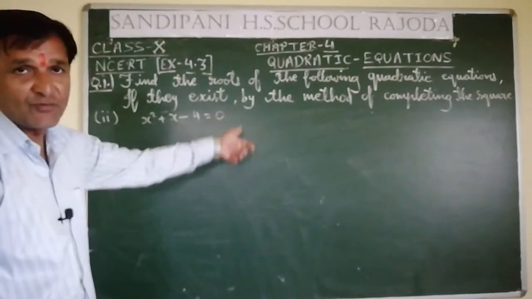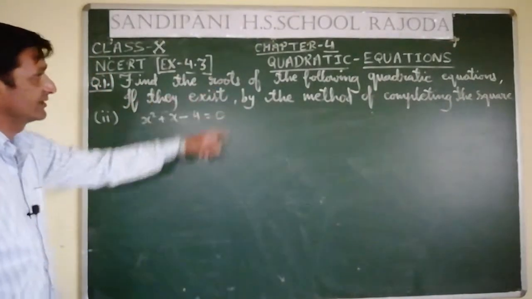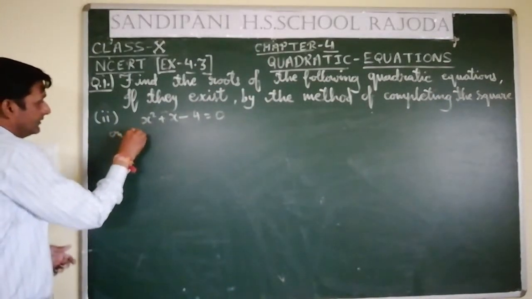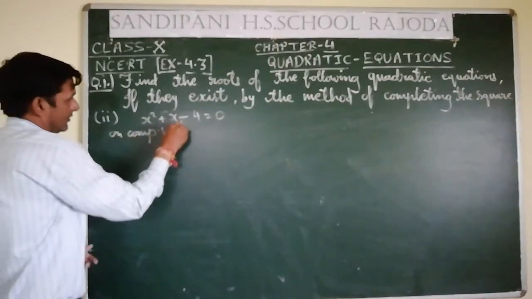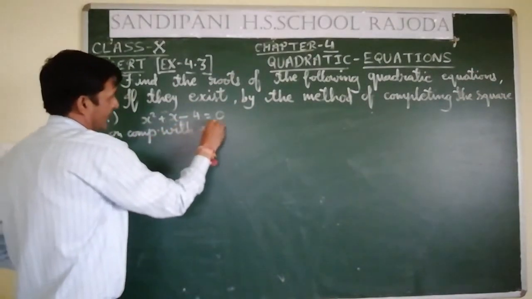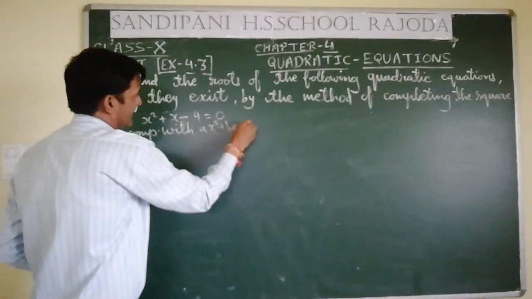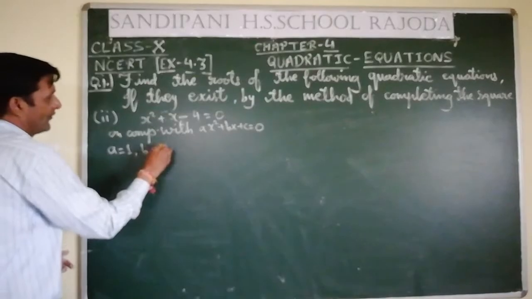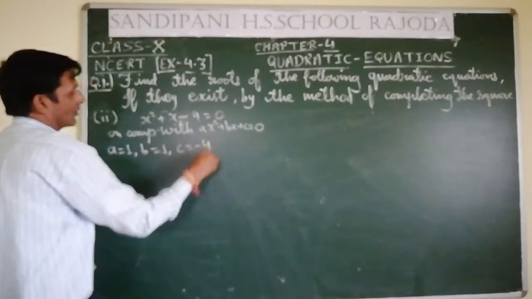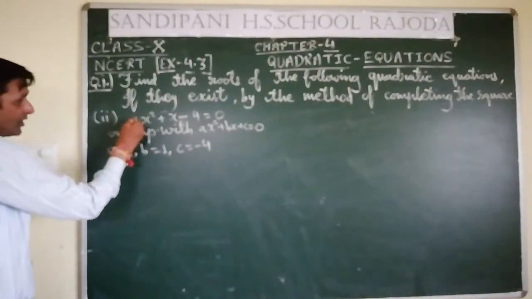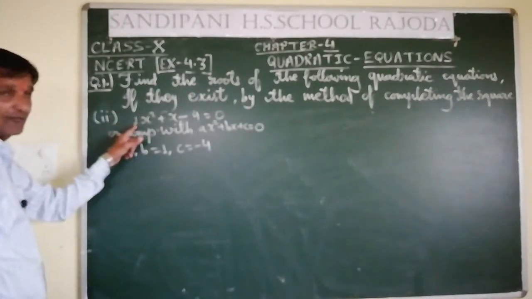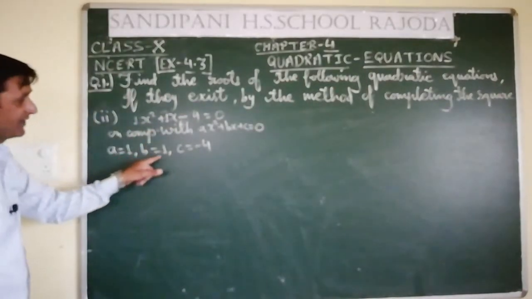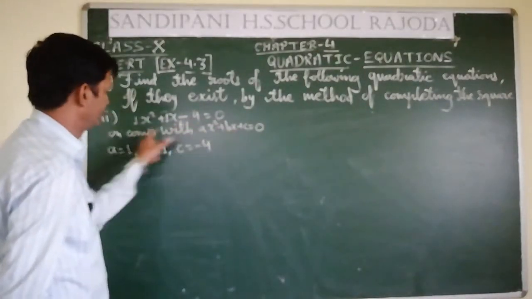x² + x - 4 = 0 is our second question of this finding the roots. Here, on comparing with ax² + bx + c = 0, a is equal to 1, b is equal to 1 and c is equal to minus 4. Because nothing is there means 1 is there. The coefficient of x² is 1 here, and the coefficient of x is also 1 here. So a is equal to 1, b is equal to 1 and c is equal to minus 4.